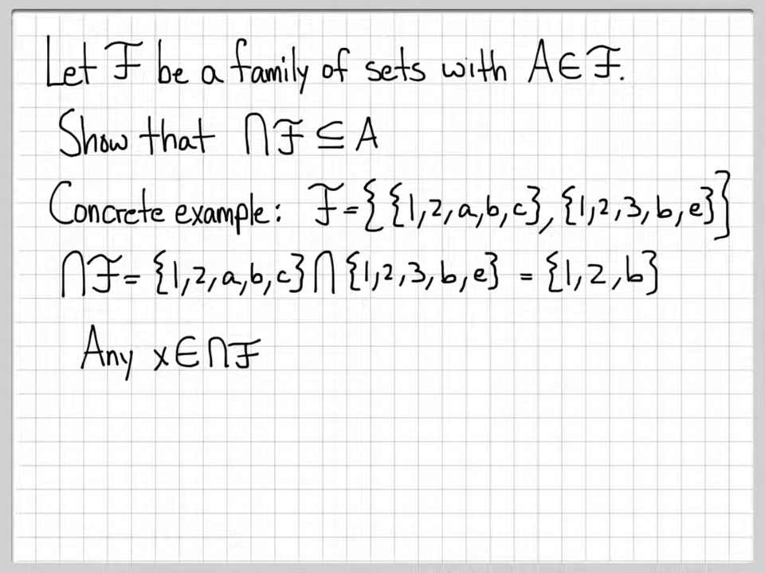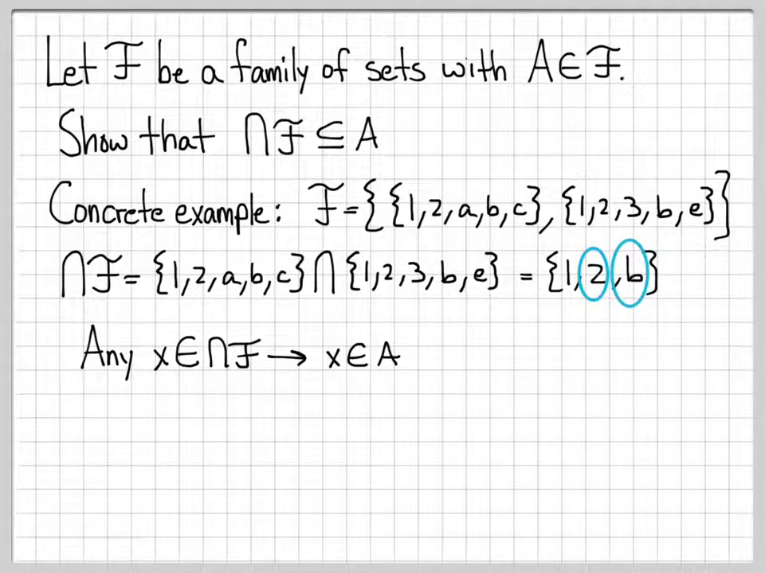What I can see now is that for any x that I grab out of the intersection of F, whether that is 1, or 2, or B, I can find a set A in F that contains it, and they all contain it. So any x that I grab in this intersection implies that x is in A. For example, what if I grabbed the element 2? So 2 is in the intersection of F. Both sets in F have 2 in them. The first set, 1, 2, A, B, C, has 2 in it. The second set, 1, 2, 3, B, E, has 2 in it. So for this specific x that I grabbed in the intersection of F, it's definitely in A for any arbitrary A.